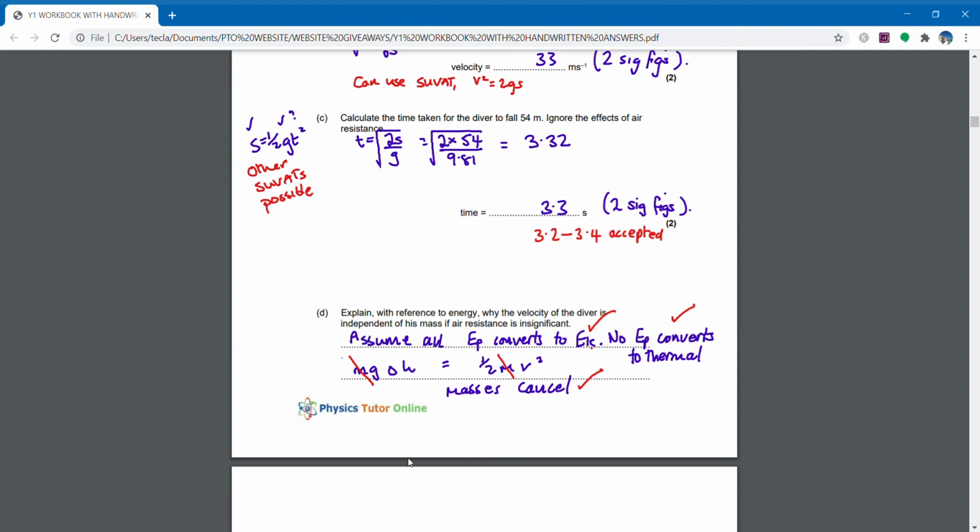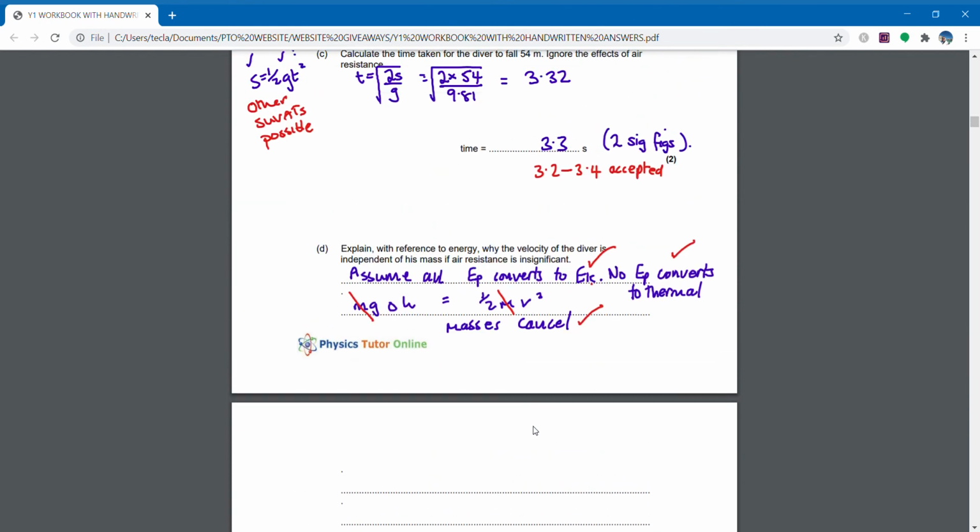Part D, explain with reference to energy why the velocity of the diver is independent of his mass if air resistance is insignificant. So we assume all of the gravitational potential energy converts to kinetic energy. None of the gravitational potential energy converts to thermal, and we can show that the masses cancel in the equation mgh equals half mv squared, as shown here.